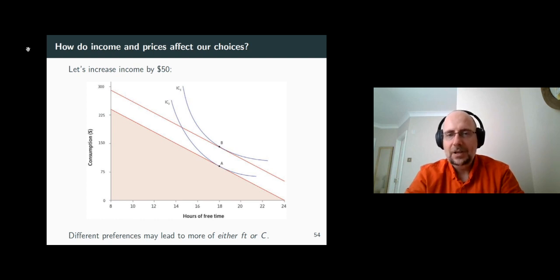At the same time, if she works 16 hours per day and has only 8 hours of free time, what happens? She can have an extra $50 as well. So the leftmost point in her budget constraint has also shifted up by $50. As all her consumption opportunities have expanded by $50 for each hour of free time, her entire budget constraint has moved up and parallel to the old one.